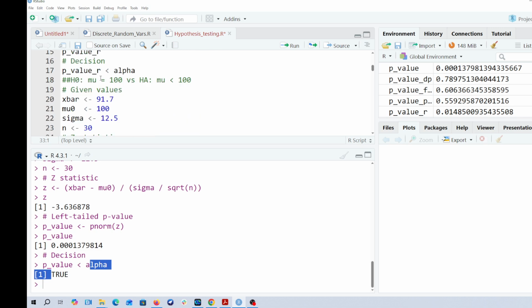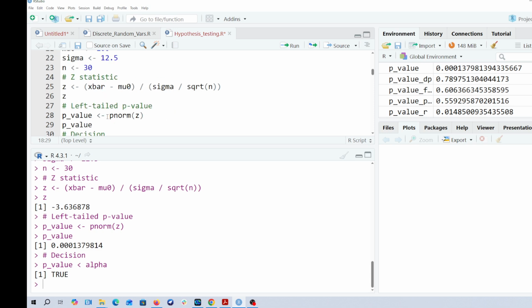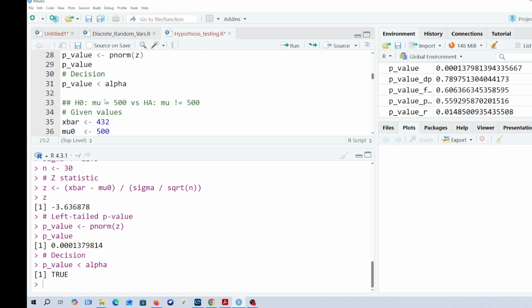Now we notice here that I did not use 1 minus in calculating that p-value, because that area was already towards the left side, since here we are testing whether mu is less than 100. So that's why for my p-value, I only use pnorm of the z value that I calculated.